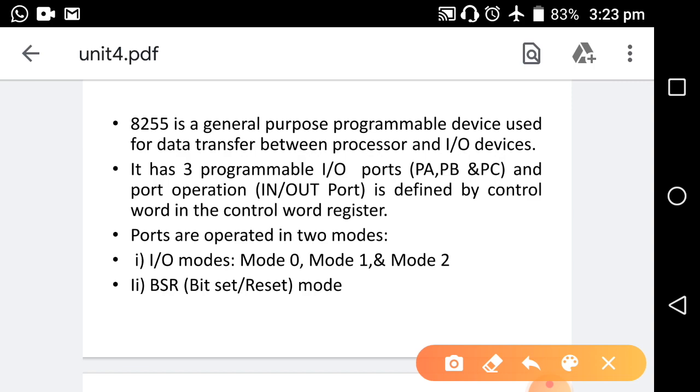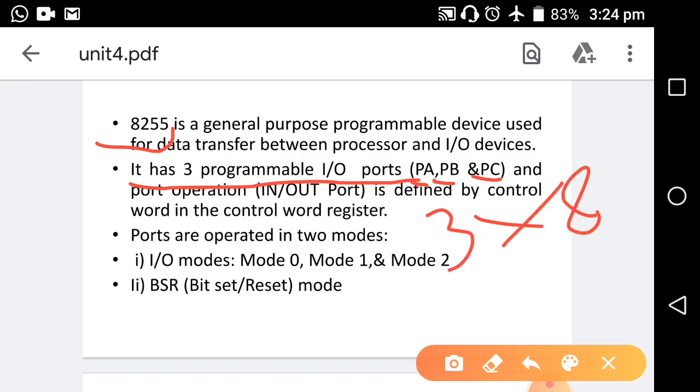So the 8255 is a 40 pin IC, and it has three programmable input output ports, named port A, port B and port C. All the ports are 8-bit long, so 3 into 8, that means 24. So 24 pins are reserved for the input and the output mode.